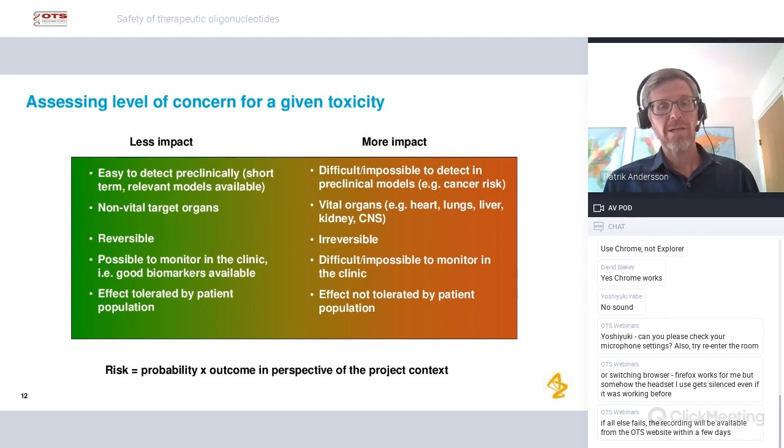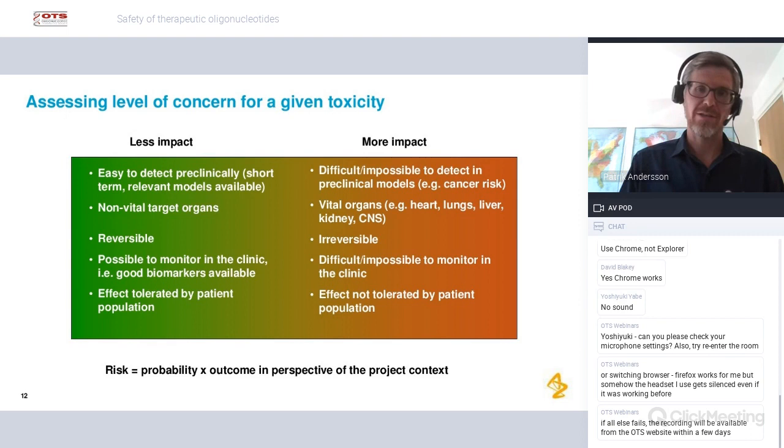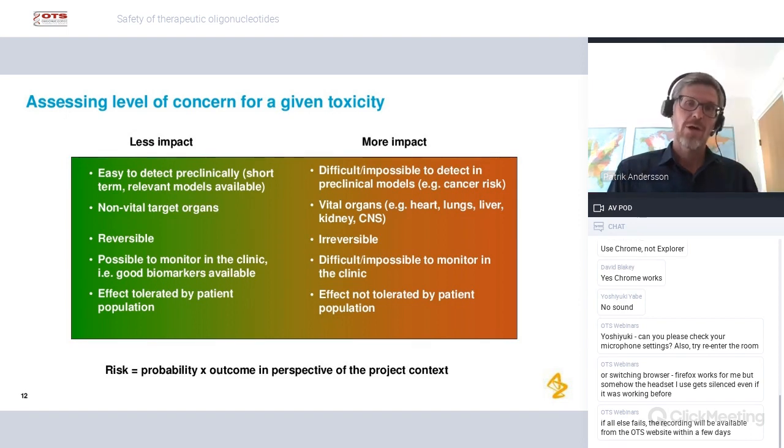And it could also be that it may not be a safety finding per se, but it will not be tolerated by the patient population. You would also then like to have a sufficiently large safety margin, so you reduce the likelihood of that happening for moving the project forward. Again, risk is then the probability times the outcome, in the perspective of the project context.